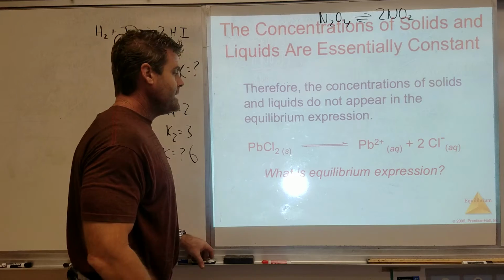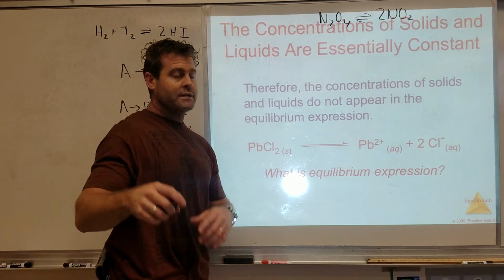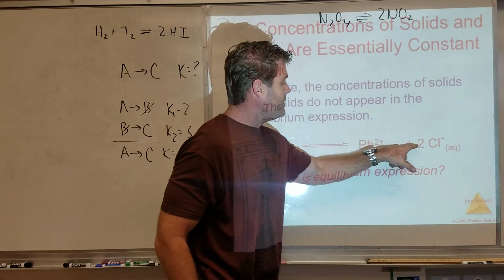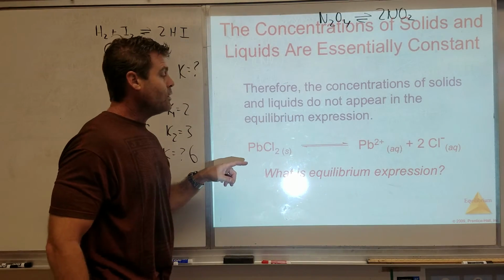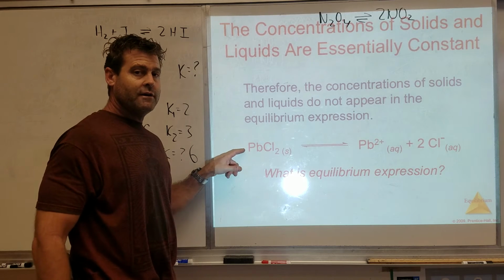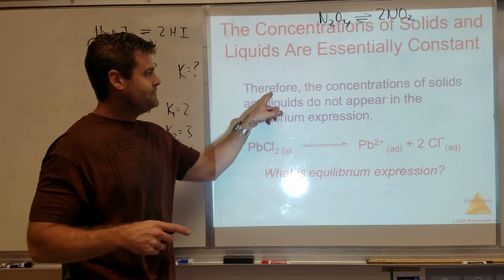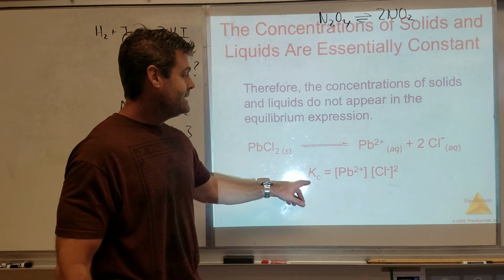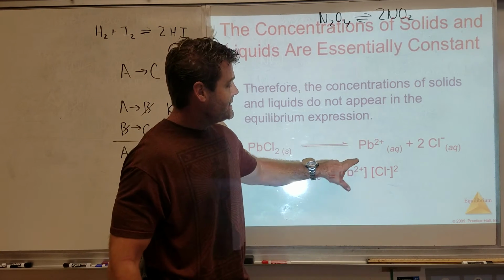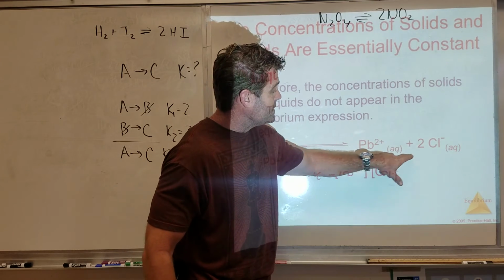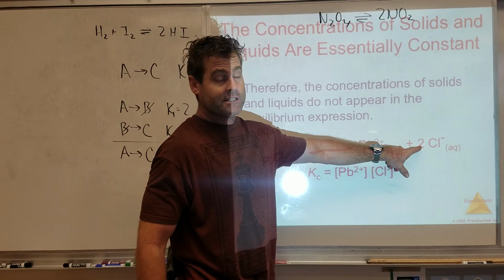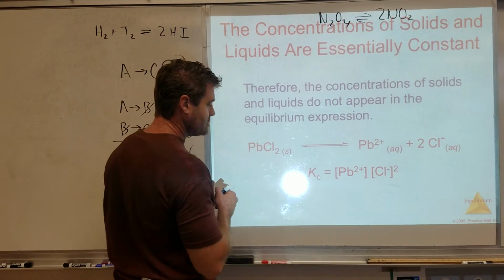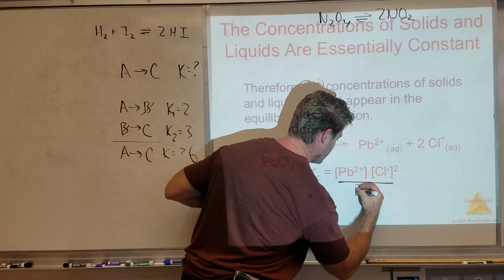So the question is, what is the equilibrium expression? You guys remember what the expression is? It's the concentration of the products raised to the corresponding powers, the coefficients, over the concentration of your reactants. But what did we just learn here? So our equilibrium constant is the concentration of the lead ions times the concentration of the chloride ions, and you have to raise it to the second power because it has a coefficient of 2. Normally, I'd put it over the concentration of lead chloride. Here's why. Guys, look, let's say I put it over lead chloride.